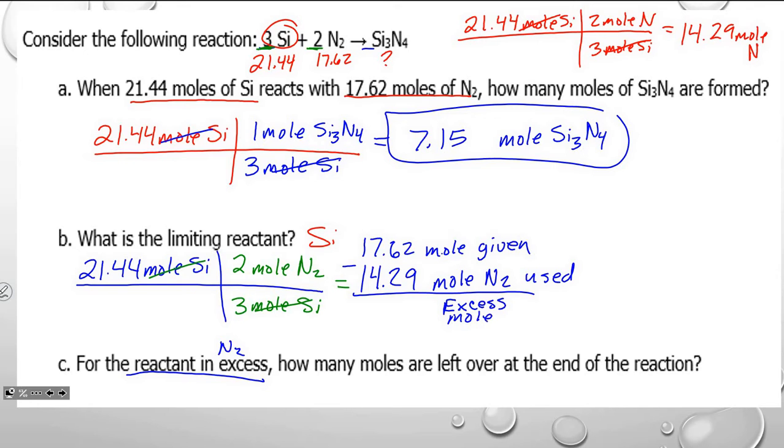Moles of nitrogen, which would be 333. Is that right? Okay. So not too hard, right? We okay so far? Okay, let's do this one.